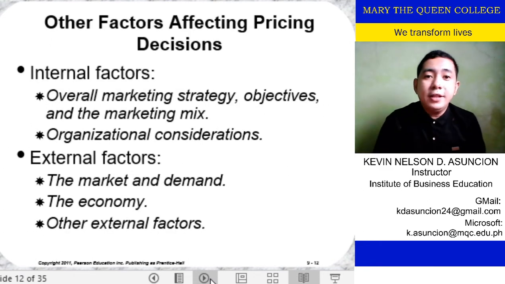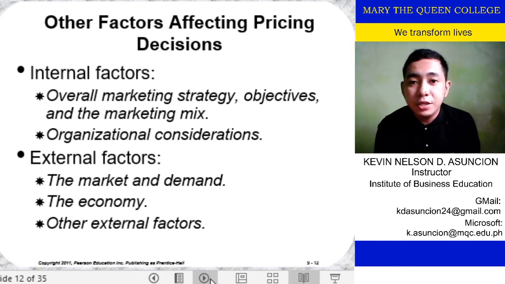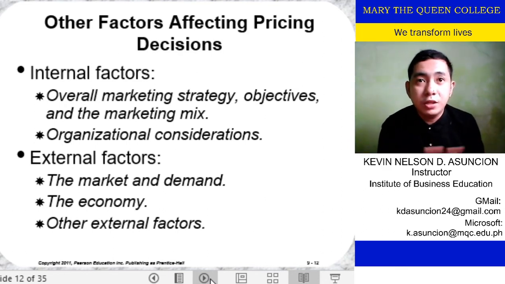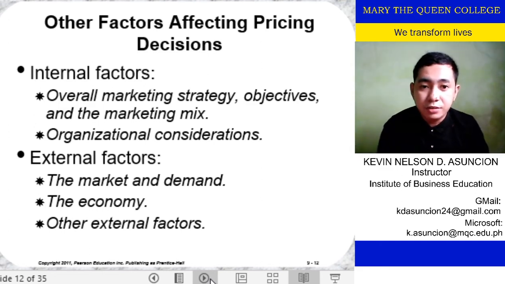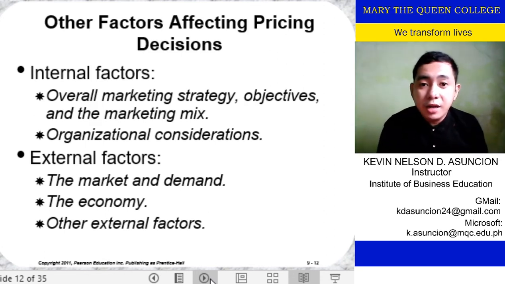Okay? So, other factors affecting pricing decisions are, yun nga, internal factors, your overall marketing strategies, your objectives, and also your marketing mixes. Of course, it doesn't end in pricing. It doesn't end with product strategies, but also you have other activities outside of those P's. No? So, you have promotion, you have the distribution as well. So, those are also factors to consider. Also, you have the organizational considerations. No? So, what do the organization or the management think about this?